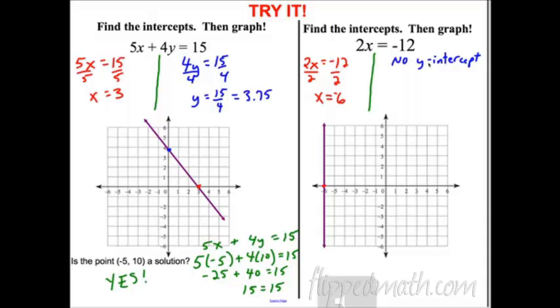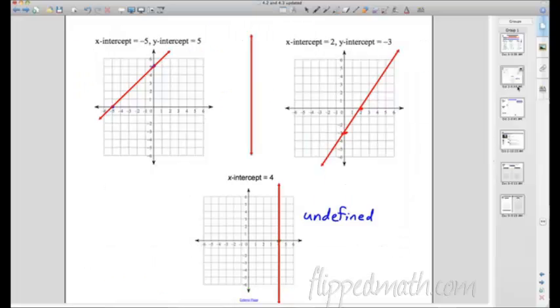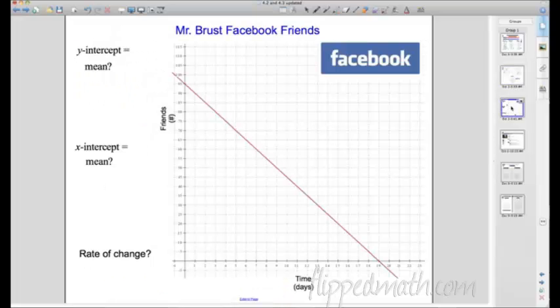There's no y in the problem, so there's no y-intercept. So we got one of these weird vertical lines that's undefined. Excellent. Why would you ever want to do this? Well, let's look at a problem. Let's check out a nice application problem.